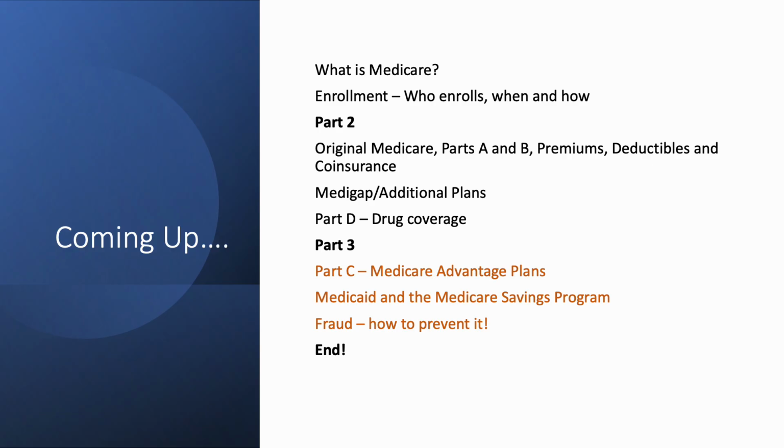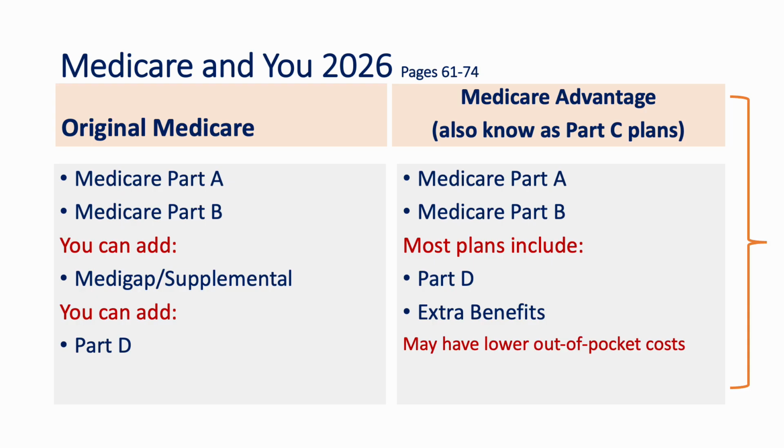Just a review of what we're going to be covering in Part 3. Part C, Medicare Advantage plans, Medicaid and the Medicare Savings Program, fraud, and a little bit about how to prevent it. If you want to know more about Medicare enrollment, you would go to Part 1 of the series. Part 2 is where we cover all of original Medicare.